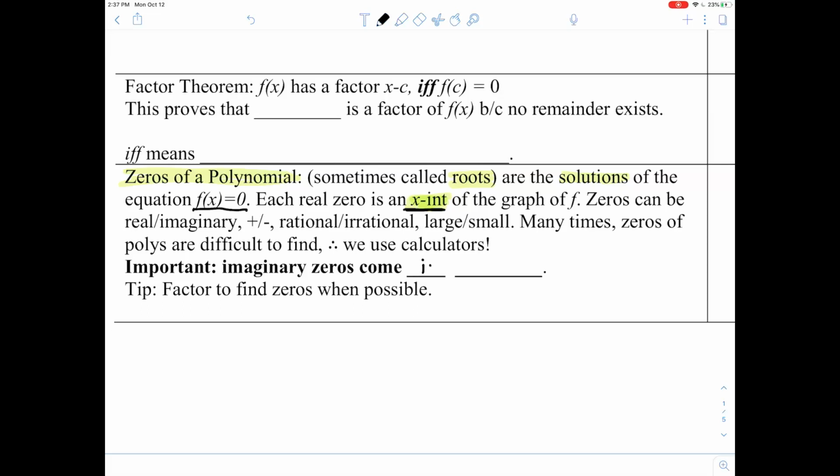All right, important. Imaginary zeros come in pairs, and we'll look at that later. But what's really important here is the tip that if you can factor to find zeros, that'll really help you out.